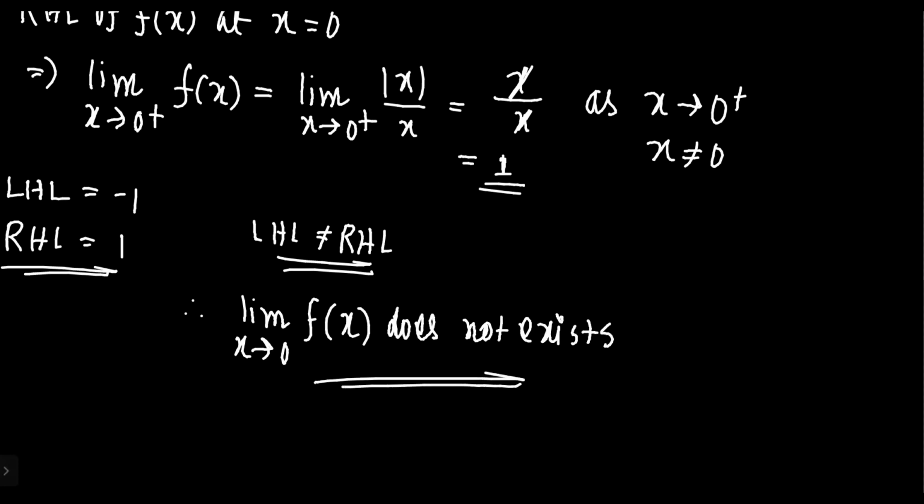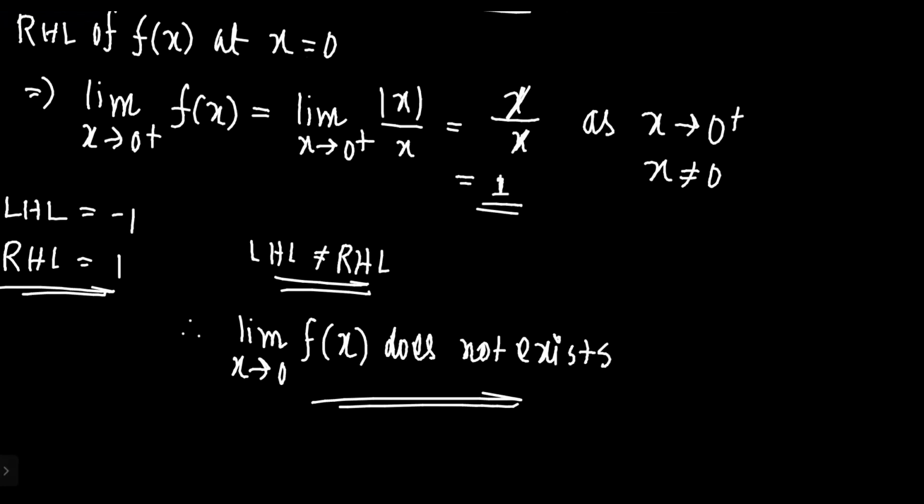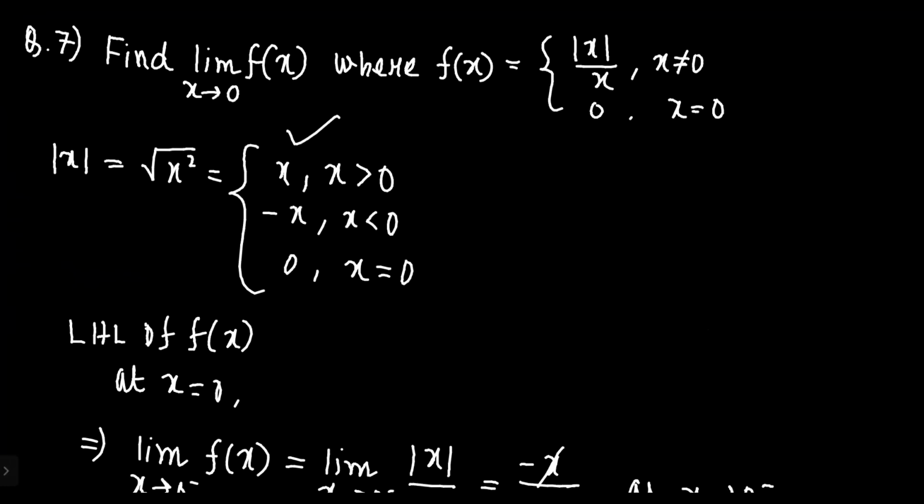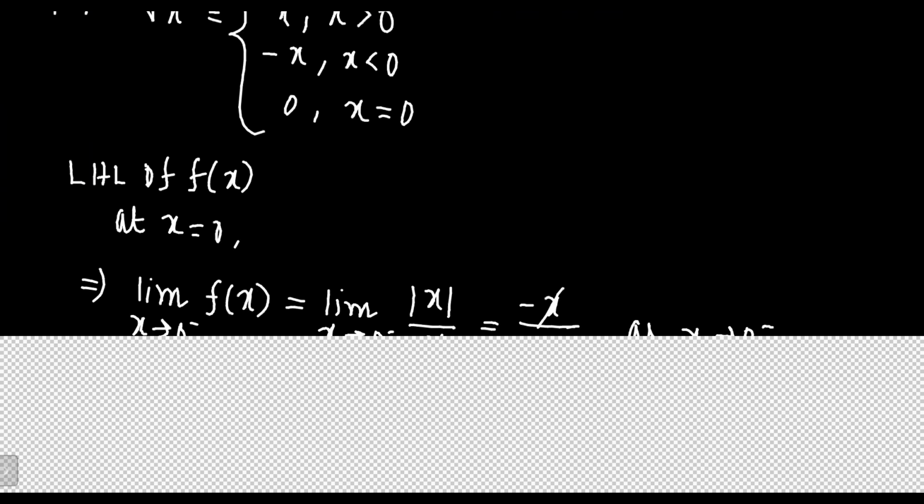Okay, at x equals 0, LHL and RHL are not equal. So we will say that the limit as x tends to 0 of f(x) does not exist. So here, the question that we have to find, the limit as x tends to 0 of f(x), does not exist. Okay, so this is our required answer for this question.